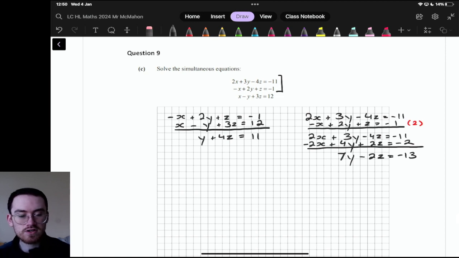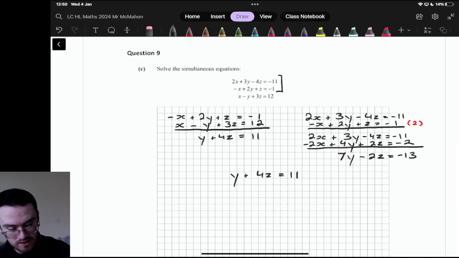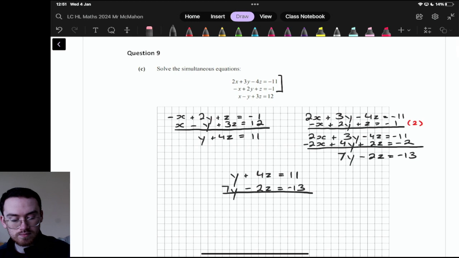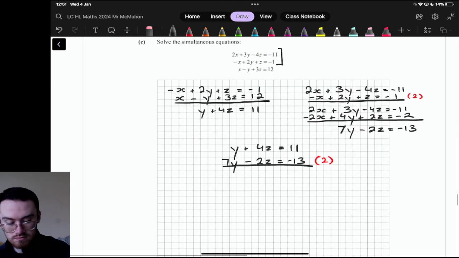Okay, so these are our two equations. Now that we have these two, we're going to take them into the middle here. So we have two equations in y and z. 7y minus 2z is equal to minus 13. We can see here that the easiest one to get rid of would be the z. So we multiply again the second one by 2, just keeping it nice and easy for ourselves, not making it hard.